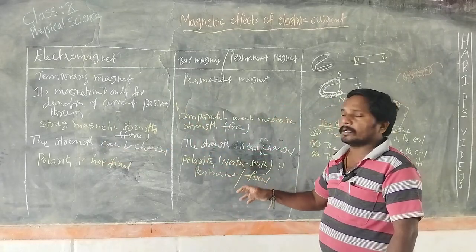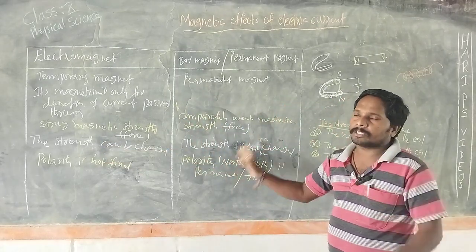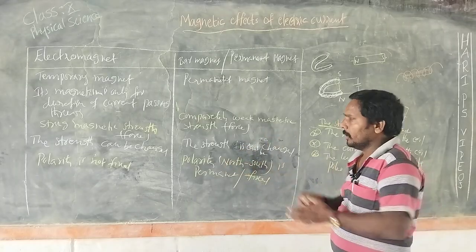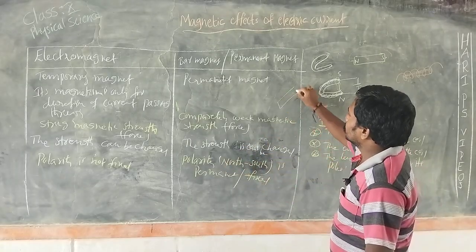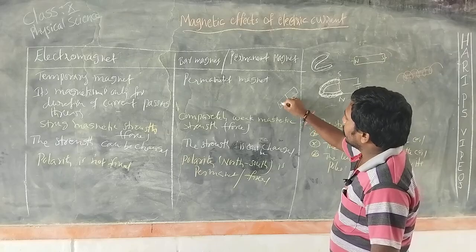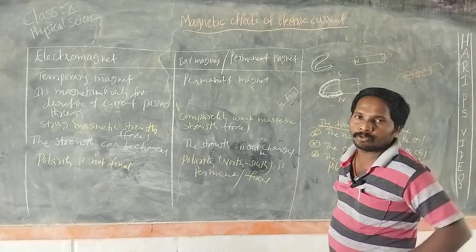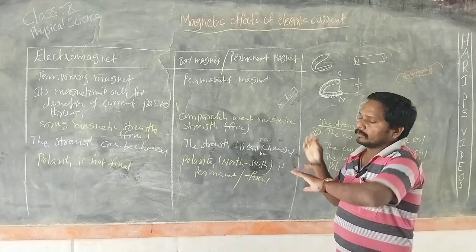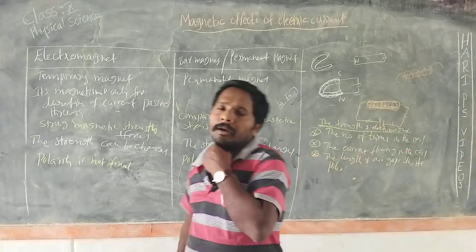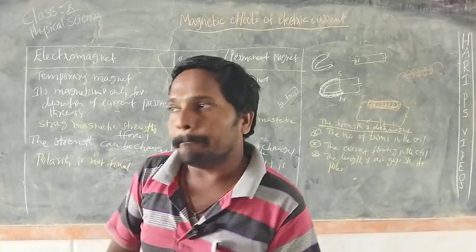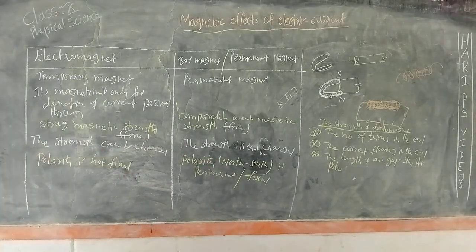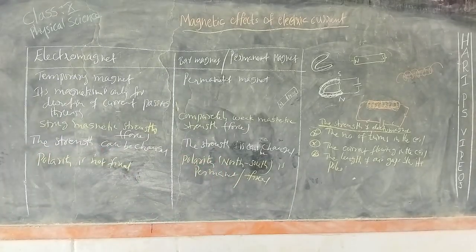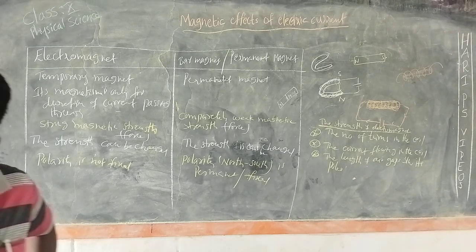In case of a bar magnet, polarities cannot be changed. North pole means north pole, south pole means south pole. Even if we break it into two parts, each also has north and south only. So these are the differences between an electromagnet and a bar magnet or permanent magnet. Right. Next.